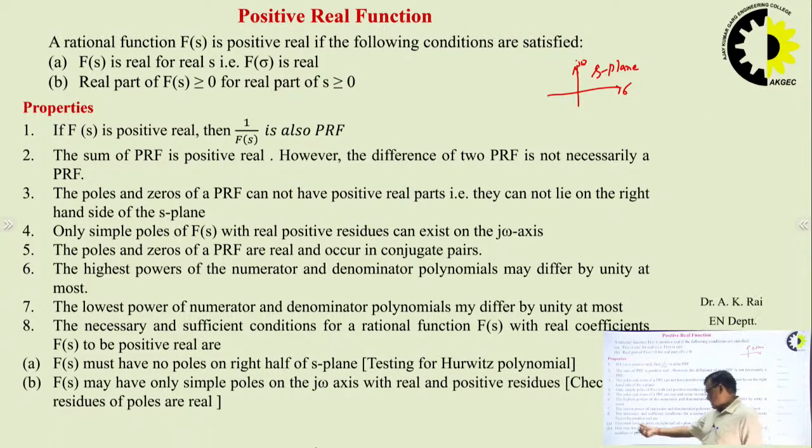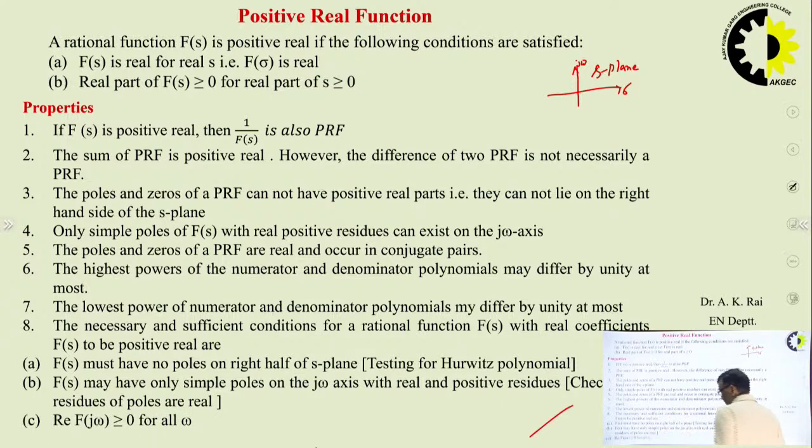Then F(s) may have only simple poles on the j omega axis with real and positive residues. How will we ensure this? Carry out the partial fraction expansion and find the constants k1, k2, kn. If they are real and positive, then condition 8b is satisfied. Then the third, which is the most important, is that the real part of F(j omega) is greater than or equal to 0 for all omega. So these are the three necessary and sufficient conditions for a given function to be positive real.